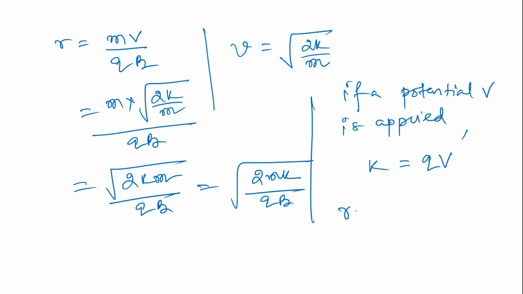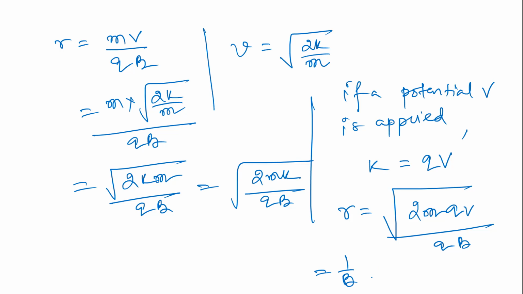So in that case the radius is equal to how much? I can write it down: root over 2mqV divided by qB, right? So 1 by B will be outside and it will be root over 2mV divided by q. So this expression is also for the radius of that helical path, that means the circular path.